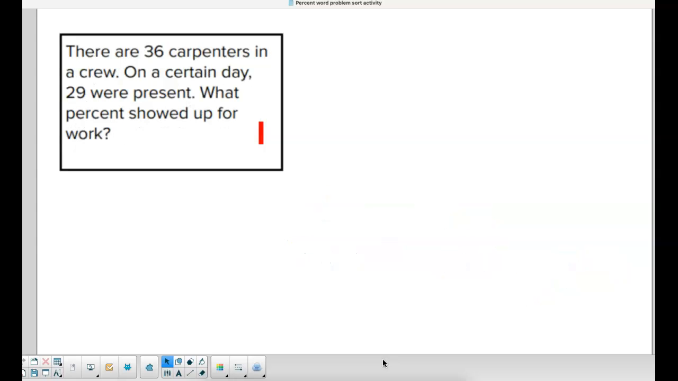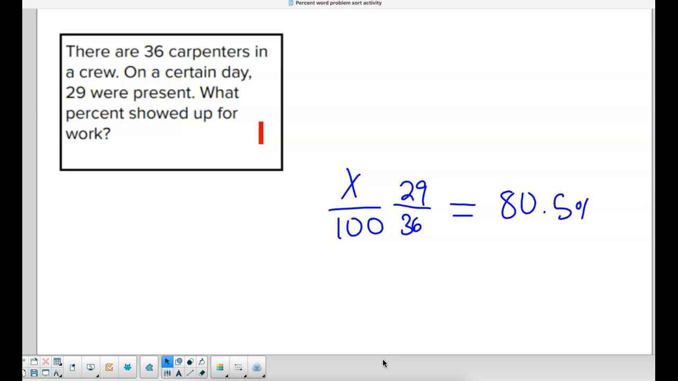Last one, letter I. Dominic's got this one. So they don't know the percent, x over 100. 29 out of a total of 36 carpenters. So the percent is 80.5%. Perfect.